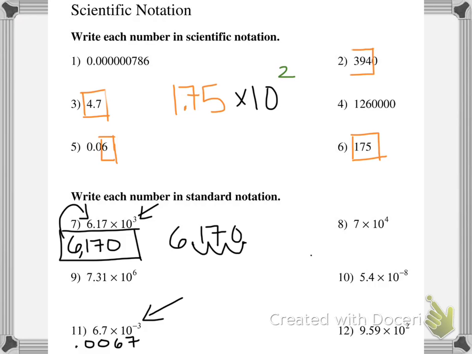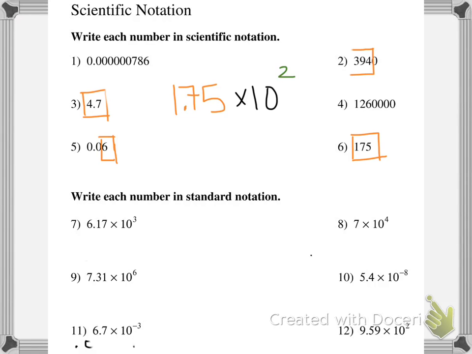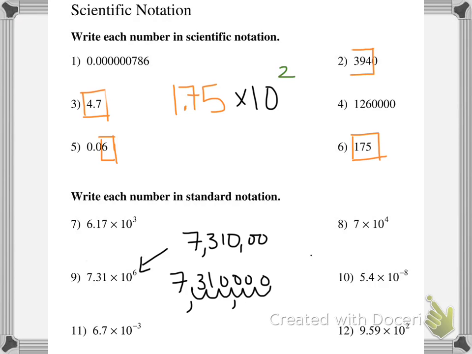Now, I want you to take a look at the one in the middle that I left out. I'm just going to get rid of all this extra stuff. The one in the middle, should it be getting bigger or smaller? Should be getting bigger. It's a positive 6. So 7.31, 1, 2, 3, 4, 5, 6. Fill in with zeros, commas, please. 7,310,000. And do not box that. You need to box your answer nice and clean with no whoop-de-woos.